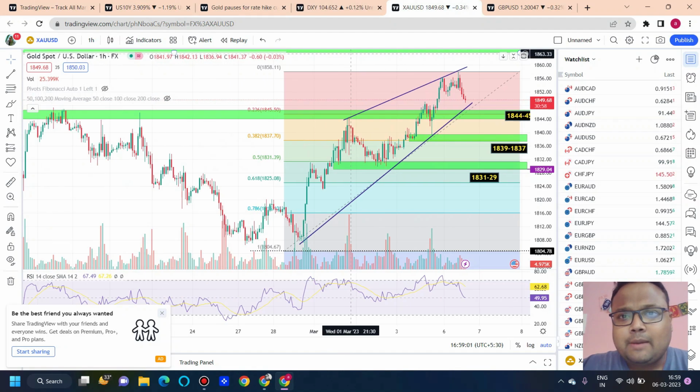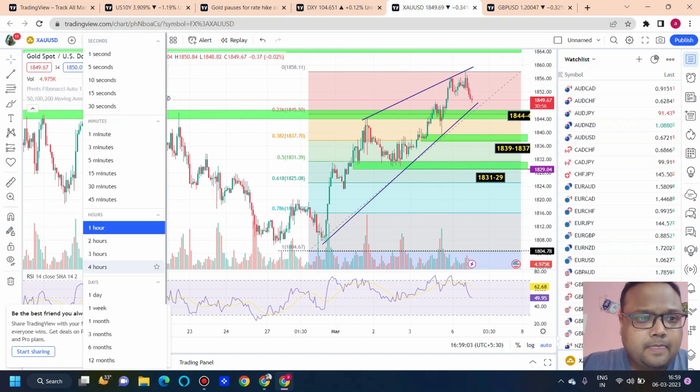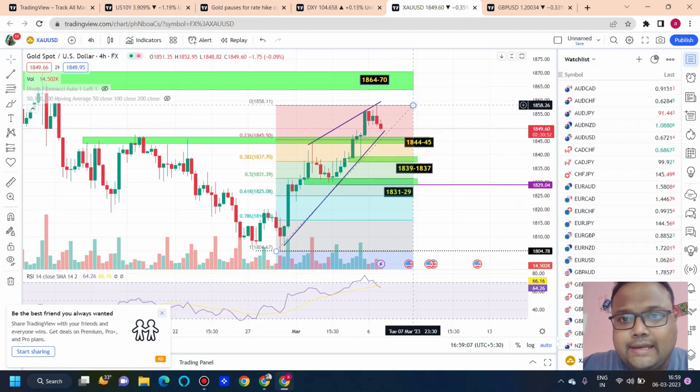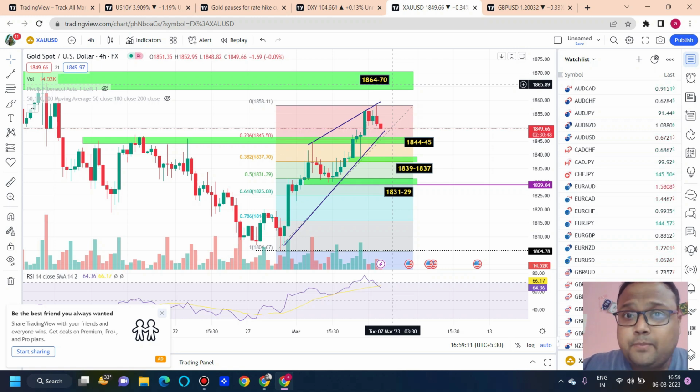So let's talk about the levels first. First of all, the resistance level of 1864 to 1870 is still very much valid, and this is the most important and the strongest resistance on the chart of gold, at least for today and tomorrow.